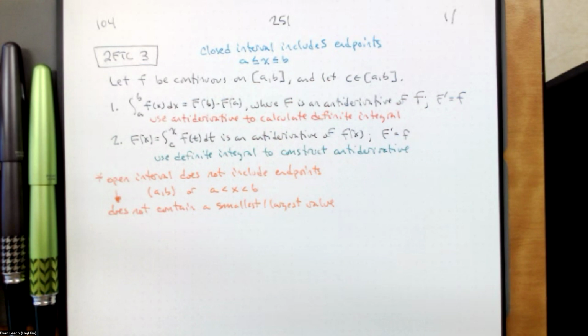The second part gives us this in reverse. We can use a definite integral to construct an antiderivative. This is the part that says every continuous function has an antiderivative. Sometimes we have to construct it. Sometimes we have to approximate it. The reason we say this means we can always construct an antiderivative is that we can always calculate a definite integral because it's just a continuous sum. It's just an area. And we can always do that, depending on how well we know the function, to any degree of accuracy.